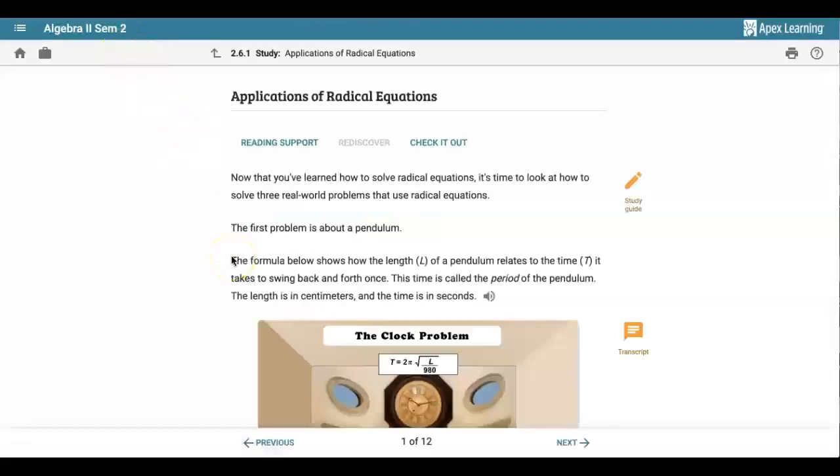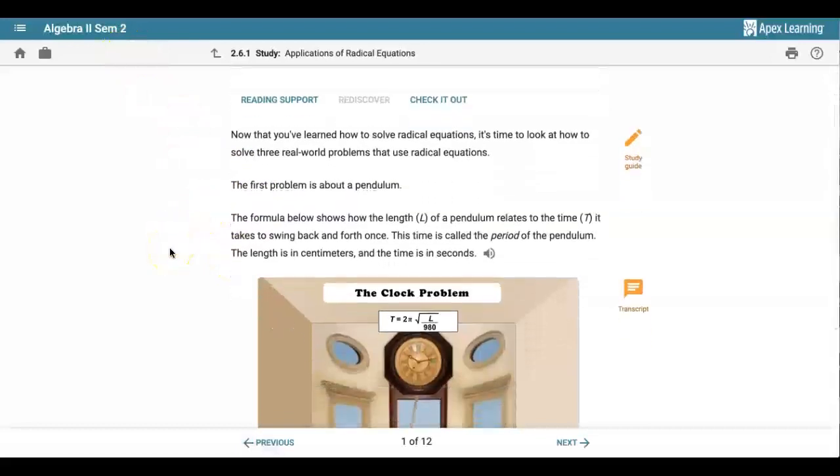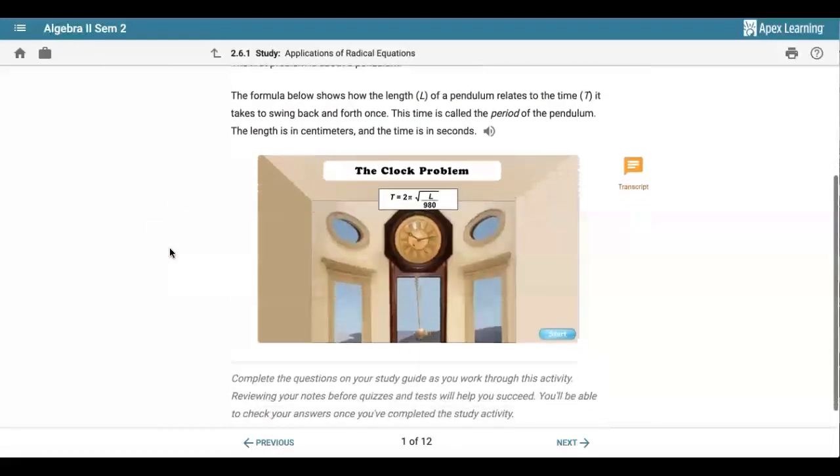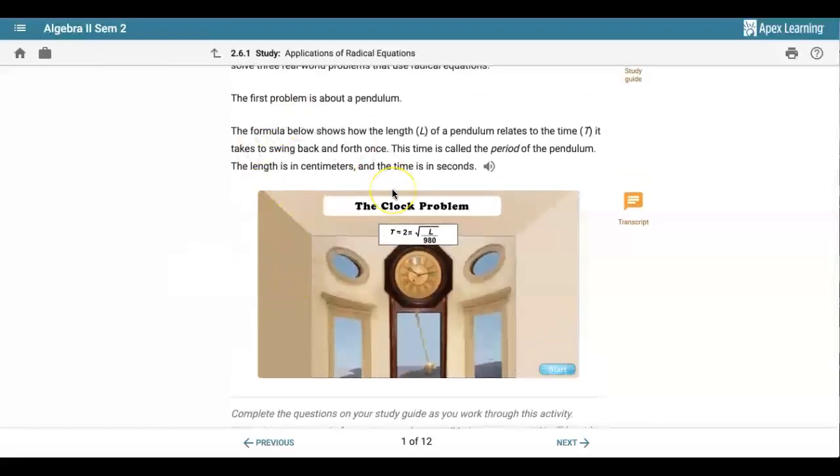All right, so where might these be used in the real world? First problem here is about a pendulum. If we look at a clock, the formula shown below has the length of the pendulum as a capital L related to time, capital T, swinging back and forth. The time is called the period of the pendulum.